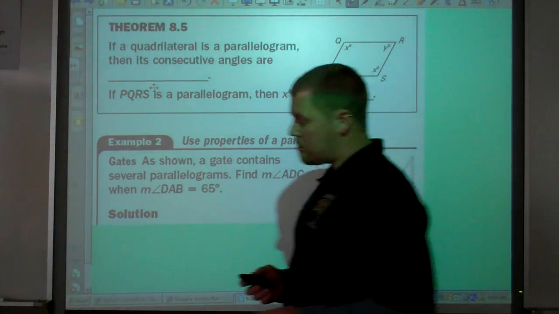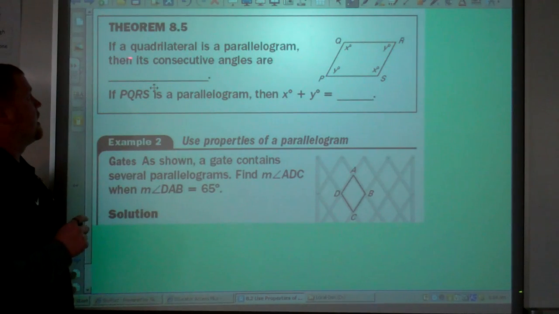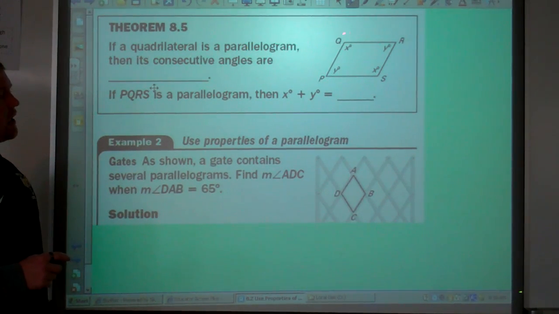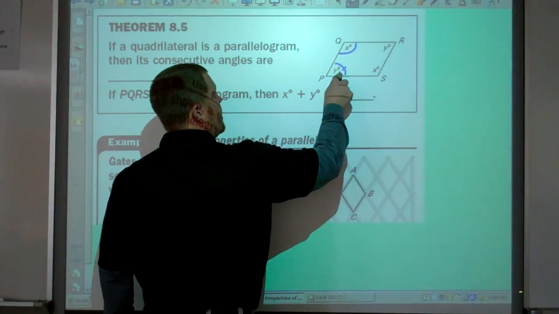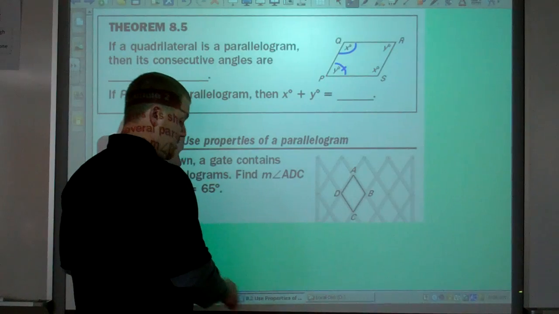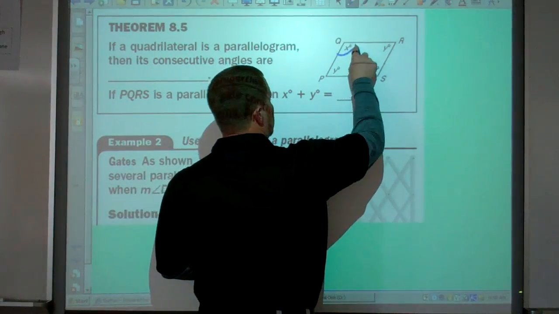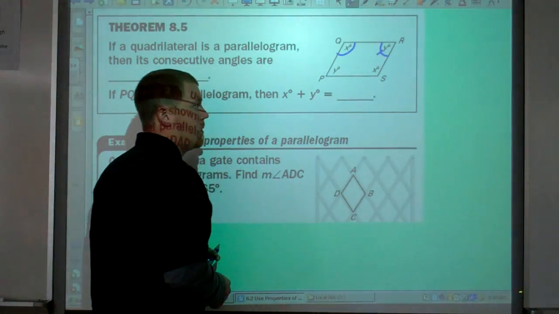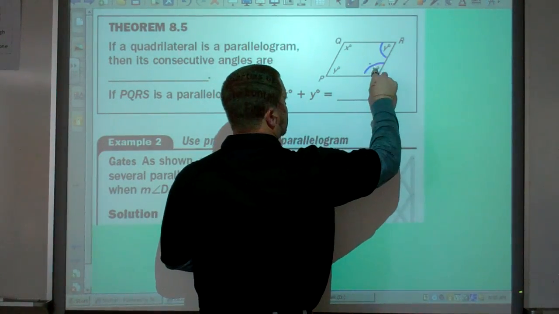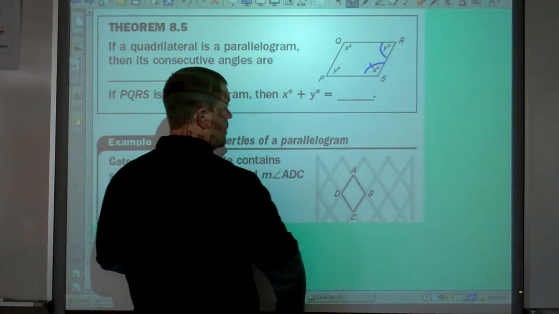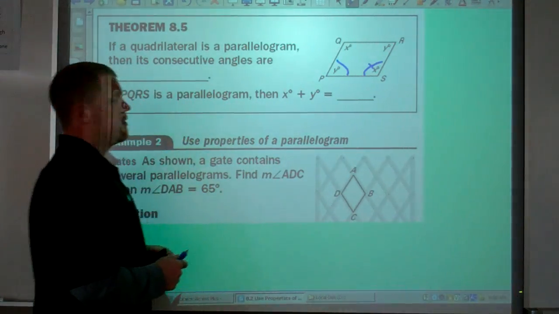Alright. Now another theorem for our parallelogram. If we have a parallelogram, then its consecutive angles are, okay, consecutive angles. What does that mean? That means angle Q and angle P are consecutive angles. Or another example would be angle Q and angle R. Or angle R and angle S. And the last pair of consecutive angles are angle P and angle S.